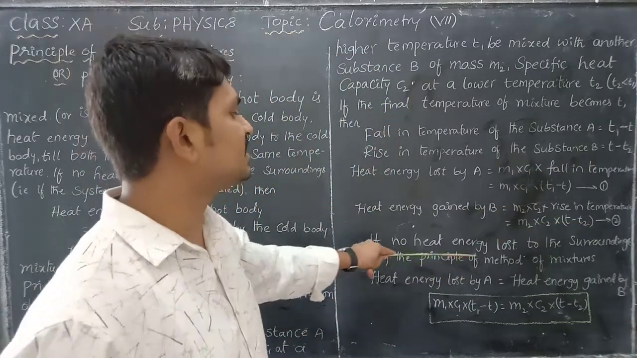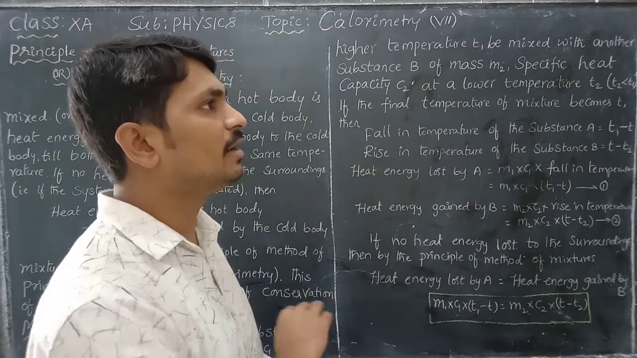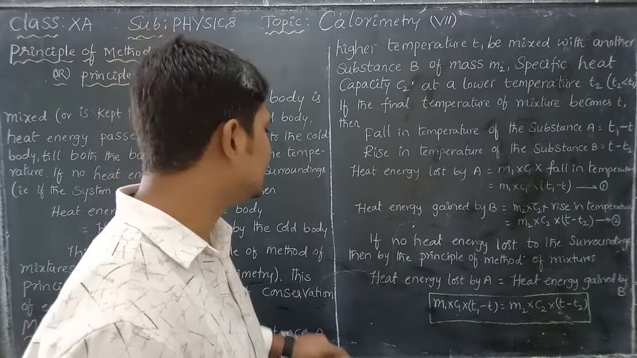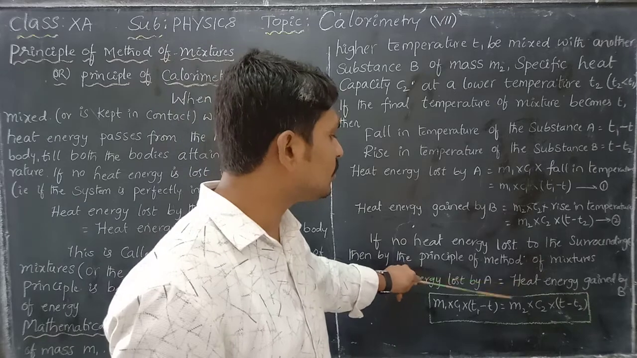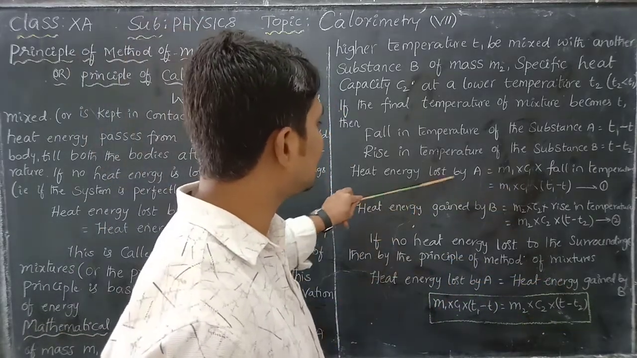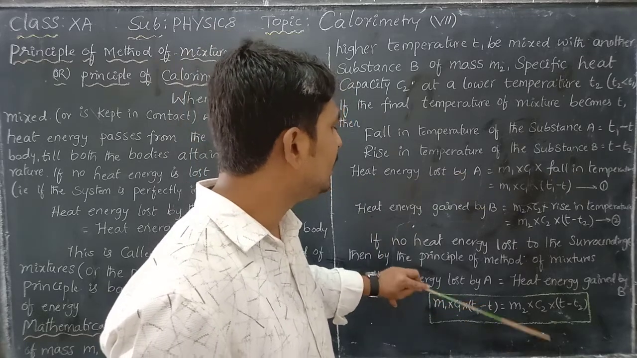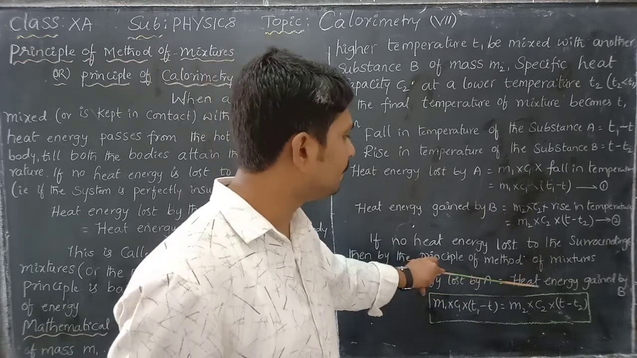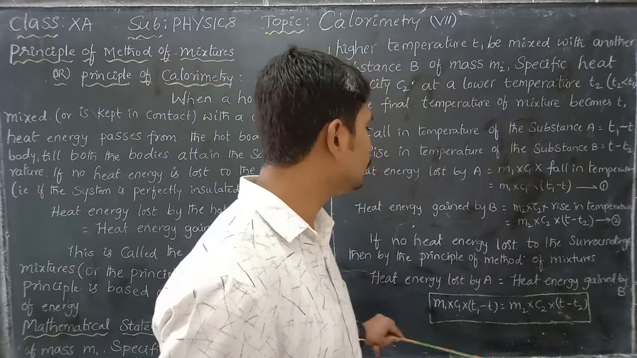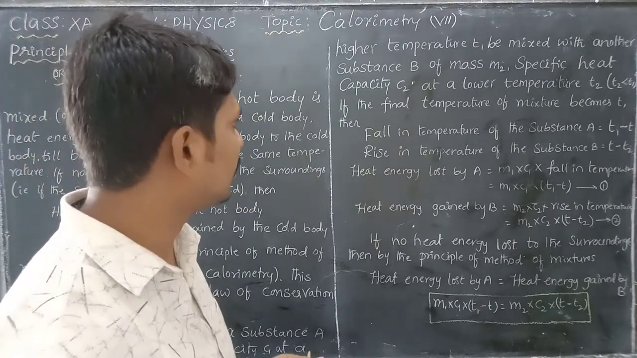Next, if no heat energy is lost to the surroundings, then the entire principle of method of mixture is: heat energy lost by A equals heat energy gained by B. Observe these two. On the left-hand side, heat energy lost by A is M1 into C1 into T1 minus T, and the heat energy gained by B is M2 into C2 into T minus T2. Very important formula. We will solve problems related to this, then the concept will be clear.